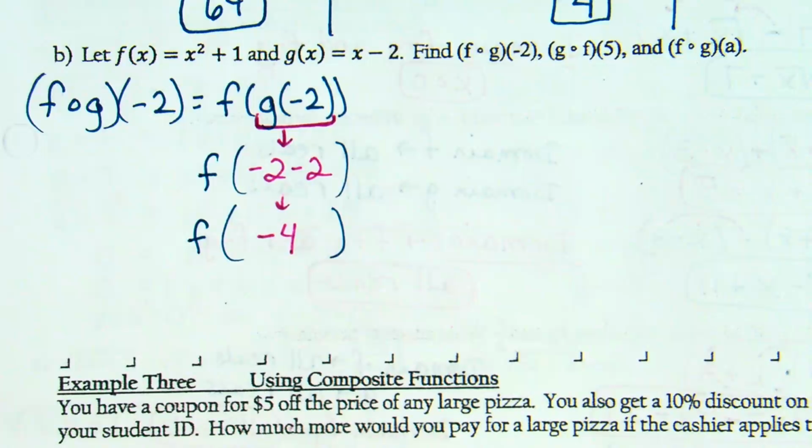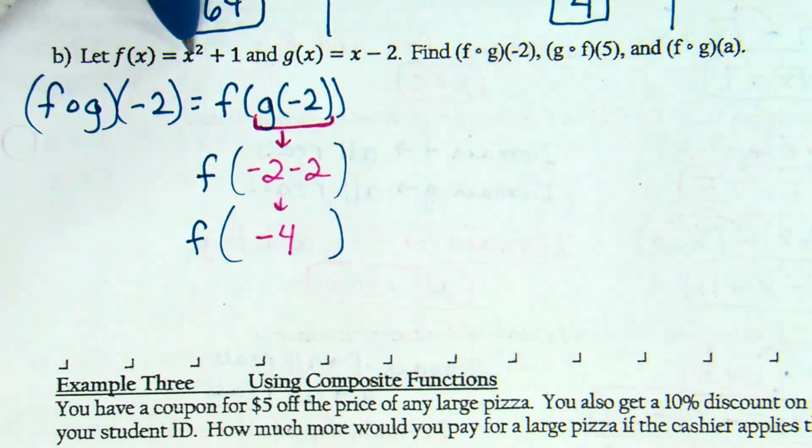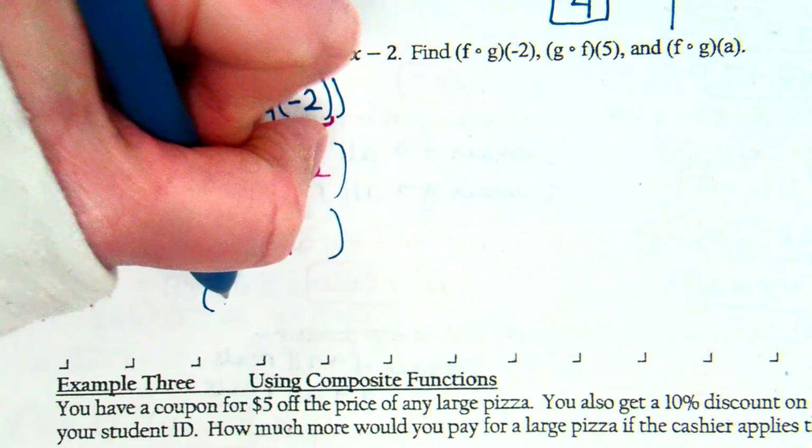Now we have to find F of negative 4. So negative 4 is our x in the F function. What's F tell me to do? Square it and add 1. x squared plus 1. So negative 4 squared plus 1. Negative 4 squared is 16, plus 1 is 17.